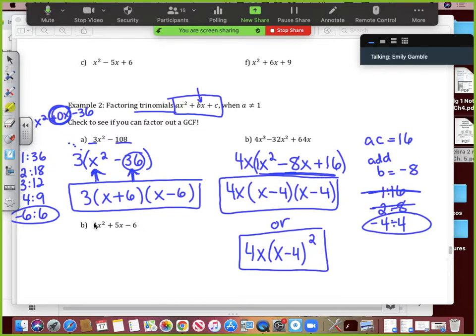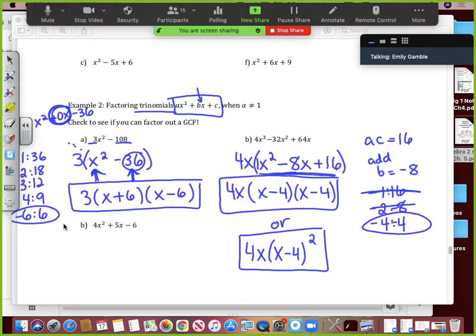So when you're stuck here and you have a trinomial and there's nothing to take out, then there's a new process that we have to use to find the factored version of this. Sometimes these cannot be factored, in which case there will be a different method to do it. But for now, all of these can be factored.